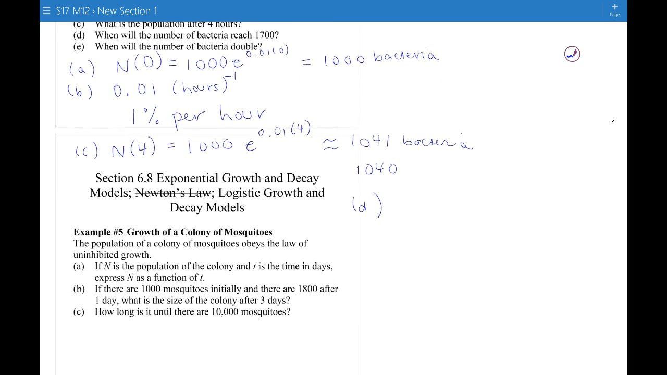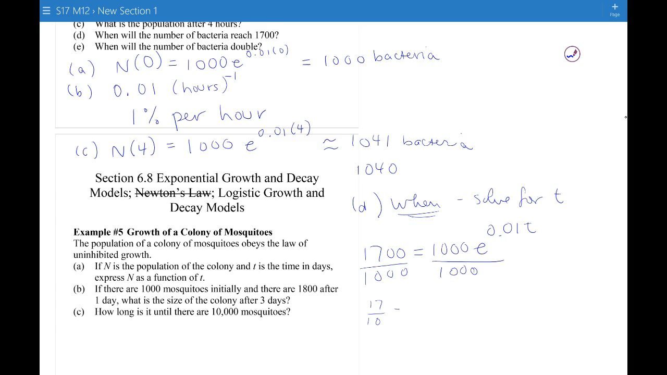So then the D part says when. As soon as it says when, what are we solving for? T. When will the number of bacteria reach 1,700? Well, N of T then is going to be the 1,700, and that equals 1,000 e to the 0.01 T. So remember that we need to isolate the exponential. So I'm going to have 17 over 10 equals e to the 0.01 T.